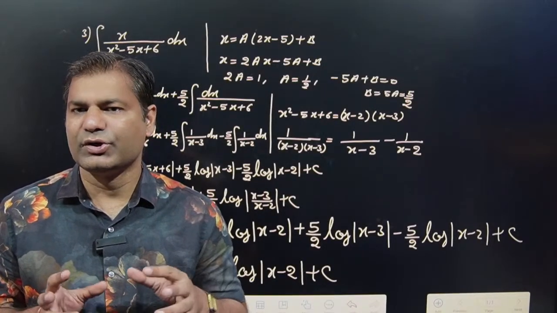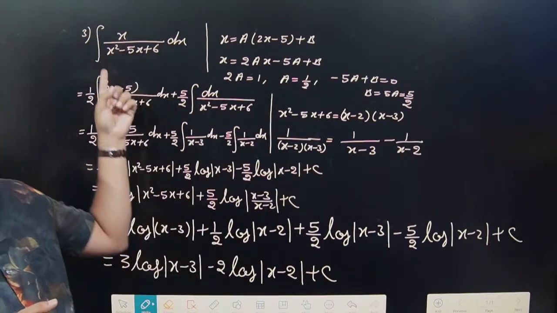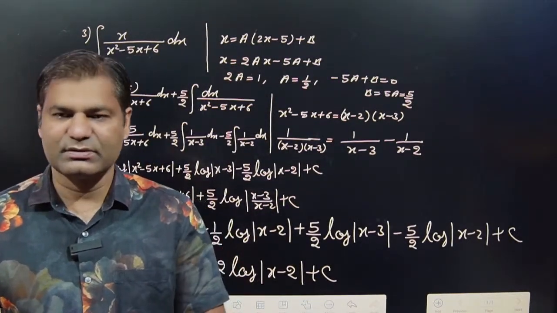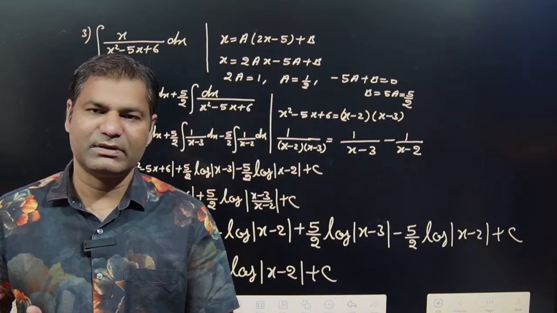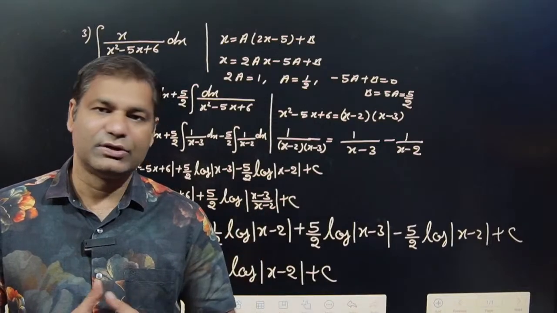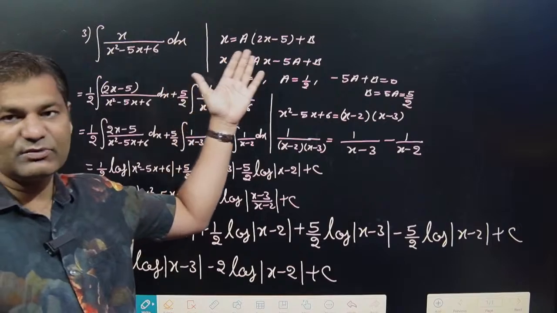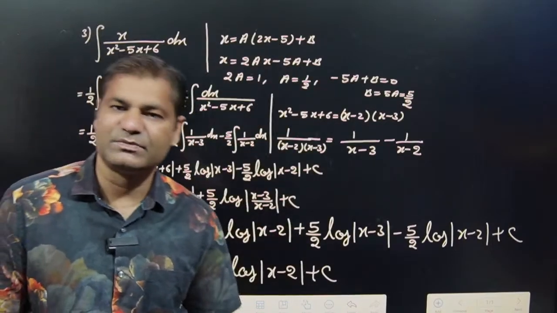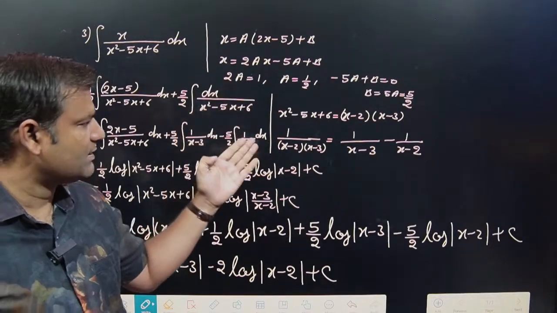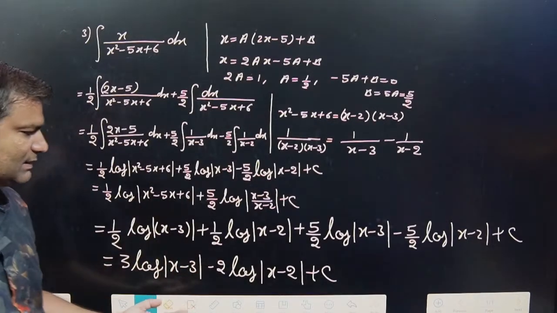How can we solve it? You can solve this question by two methods. First one, simply write x upon x minus 2 into x minus 3. Then you can use partial fractions, then put the values of a and b and integrate. Otherwise, you can solve this question with this procedure: x equals a into the differentiation of the denominator plus b. Then you can calculate a and b, put these values, integrate, and get the final answer like that. Okay.